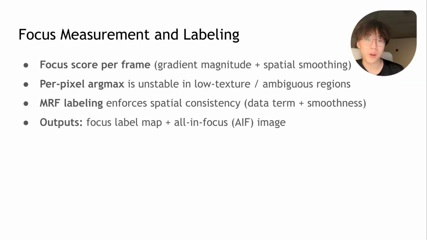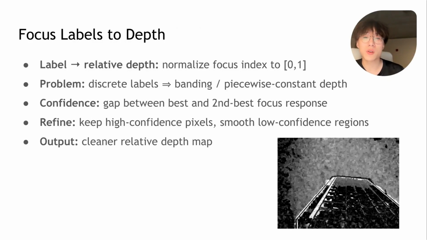For each aligned frame, I compute a simple sharpness score using the image gradient, and then spatially smooth it to reduce noise in low texture regions. I formulate the focus selection as a multi-label MRF, where the unary term prefers frames with higher sharpness, and the pairwise term encourages neighboring pixels to choose similar focus indices. Once we have the spatially consistent focus label map, converting it to depth is pretty straightforward.